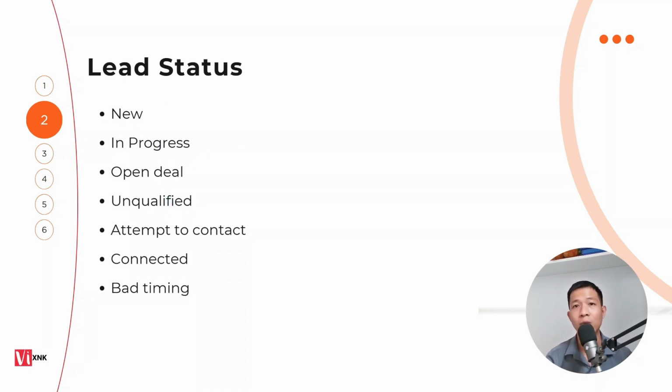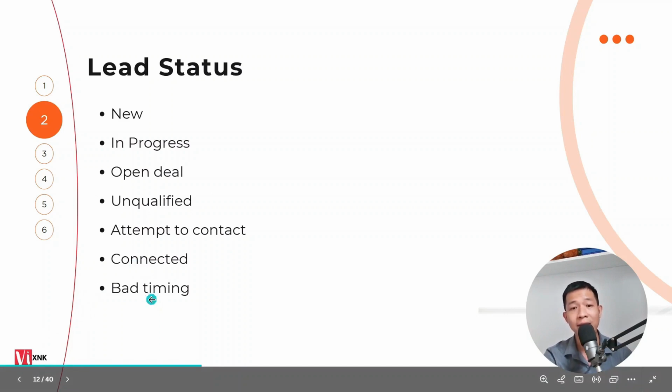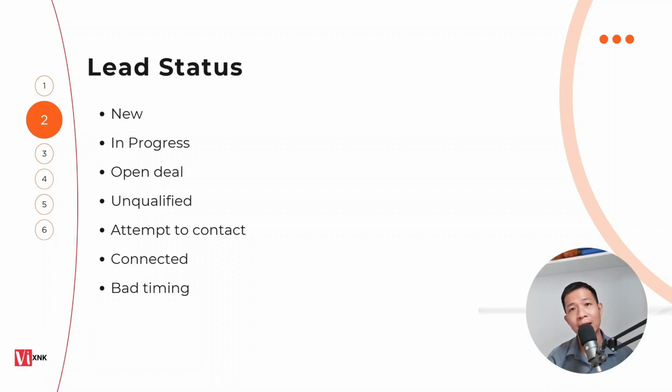These are customers who aren't interested or don't have a need for your product. Attempt to contact means you've tried to reach out to them but haven't been able to get in touch yet. Connect refers to leads where you've established a good connection or relationship with the customer, so you would move them into the connect stage. Bad timing means the timing is not right or not appropriate.